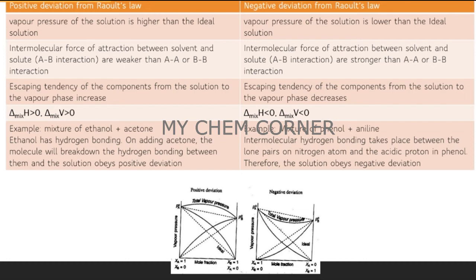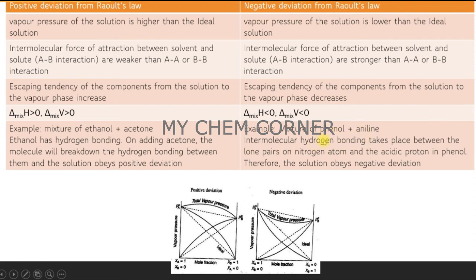A classic example of a solution that shows positive deviation from Raoult's law is a mixture of ethanol and acetone. Here the hydrogen bonding can be easily broken, and they prefer to be as ethanol separately and acetone separately. Whereas in negative deviation, they have a bonding between phenol and aniline.